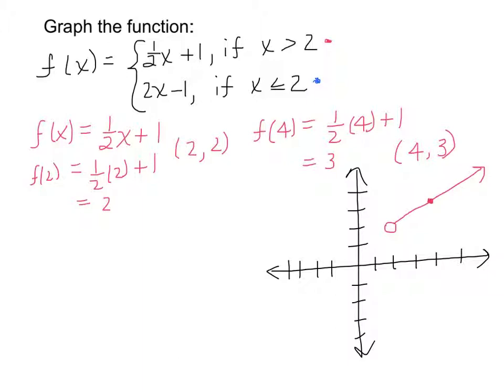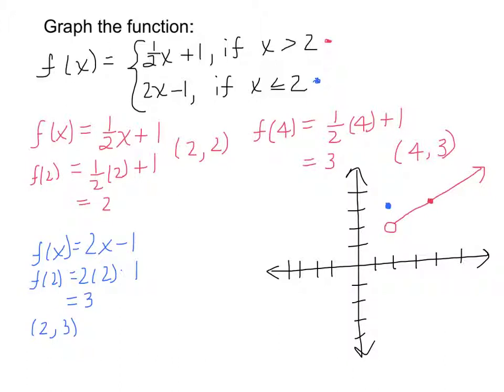Okay, my other equation, which is f of x equals 2x minus 1, is only for numbers that are less than or equal to 2. So I'm going to use 2 again. And the good thing about this one is now 2 is included. 4 minus 1 is 3, so that point is 2, 3.